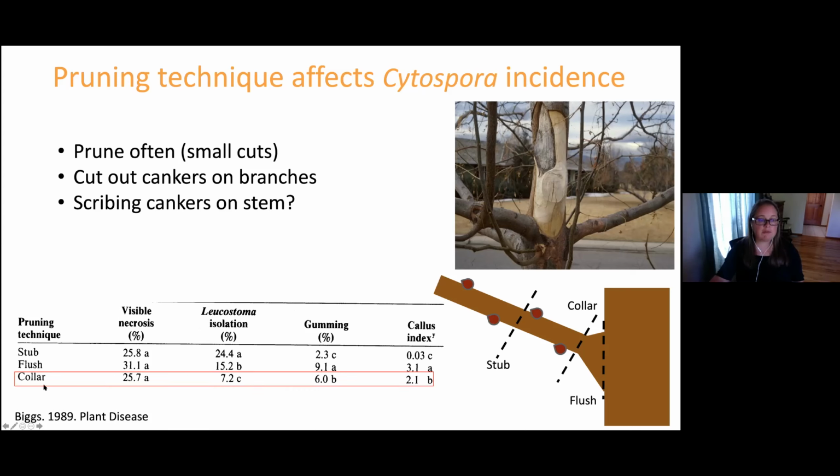And basically what he found was the collar was the best method, because he did see necrosis occurring about the same as in the flush, but he wasn't able to isolate Cytospora as readily as with the other two. So this type of cut is a much better prune cut than either the stub or the flush. And so that's important to recognize.